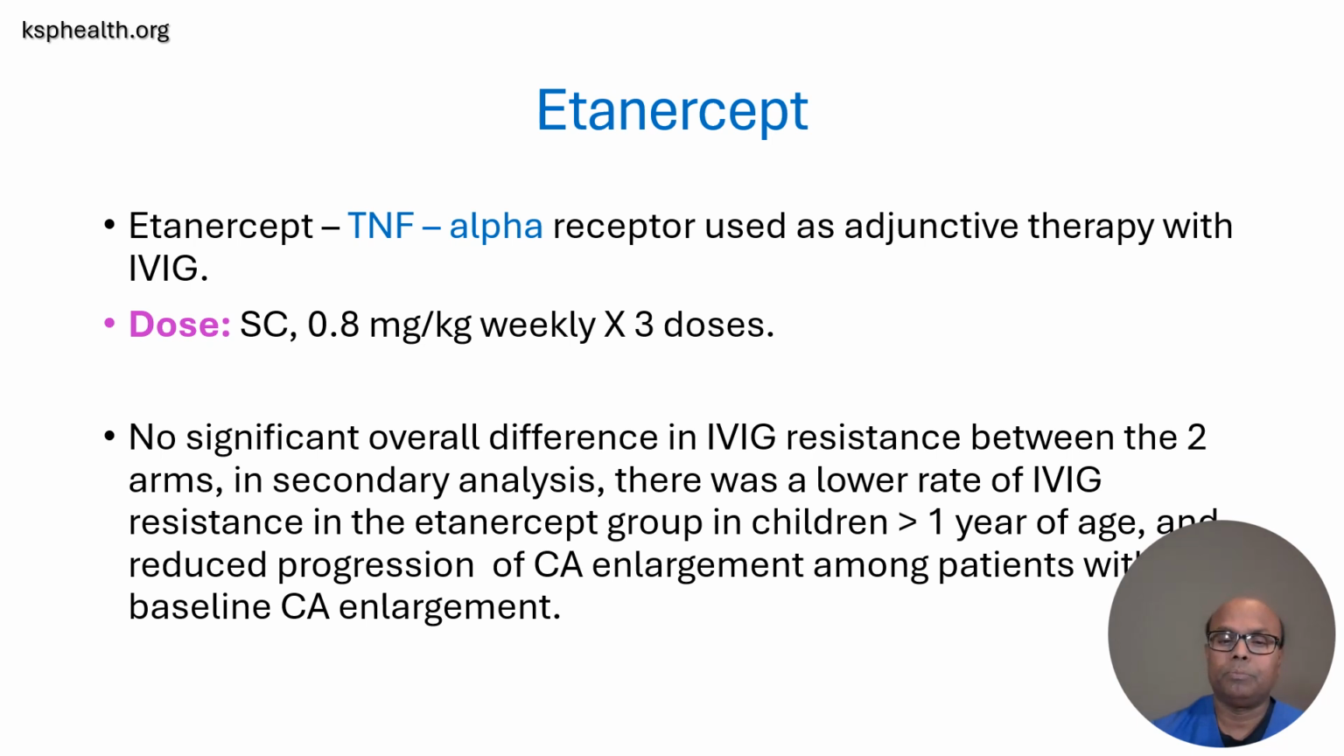Etanercept. It's a TNF-alpha receptor used as an adjunctive therapy with IVIG. The dose is subcutaneously 0.8 mg per kilogram weekly for 3 doses. There is no significant overall difference in IVIG resistance between the two arms. In secondary analysis, there was a lower rate of IVIG resistance in the etanercept group in children more than 1 year of age and reduced progression of coronary artery enlargement among patients with baseline coronary artery enlargement. So it helps.